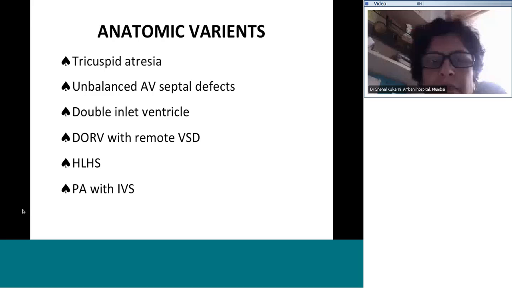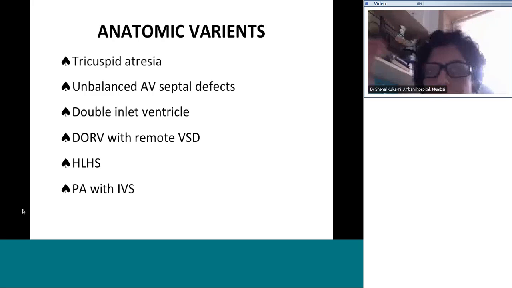In spite of having two good ventricles, in hypoplastic left heart syndrome situations, you have a mitral atresia or hypoplasia, small size left ventricle, small size aorta. The subset is a future single ventricle repair. Pulmonary atresia, intact ventricular septum.